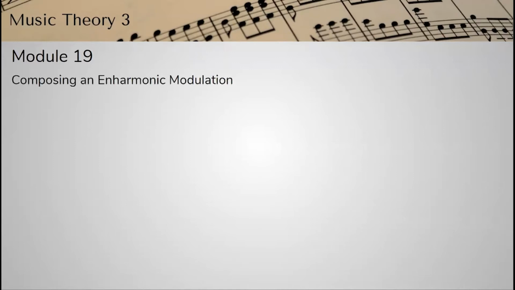In this video, we're going to go over how to compose an enharmonic modulation. And an enharmonic modulation, just to refresh your memory, is a modulation that involves enharmonic reinterpretation, where we're taking a chromatic chord that exists in one key, and we're reinterpreting it by respelling the notes so it can resolve as it would in a new key. So, modulation using enharmonic reinterpretation.